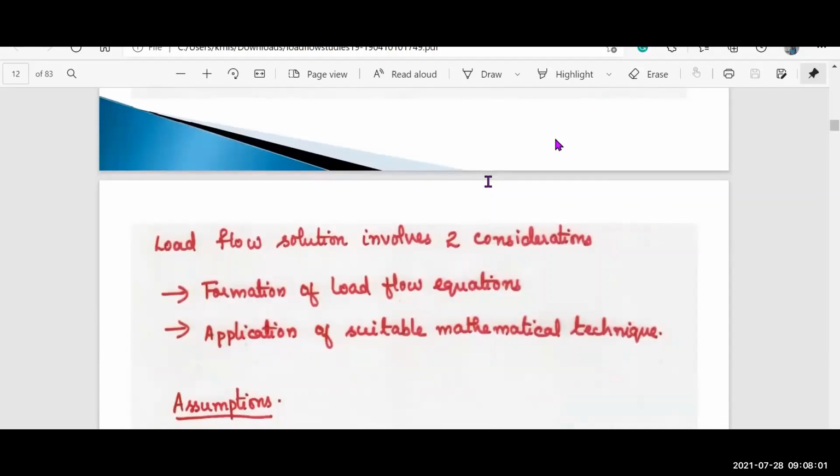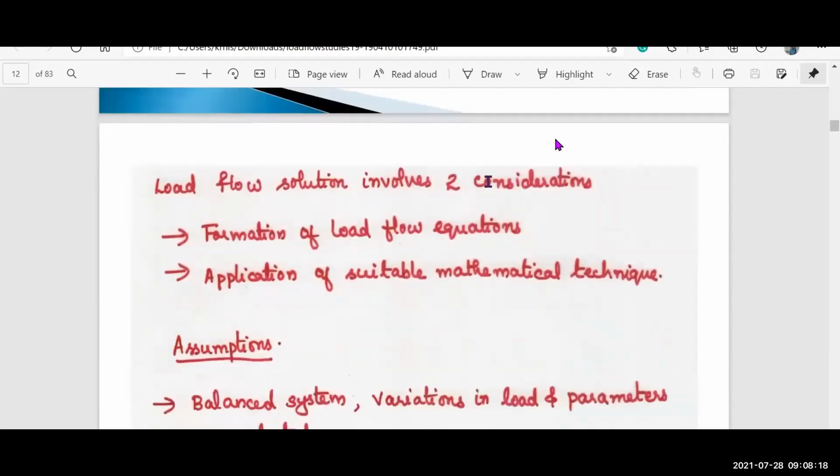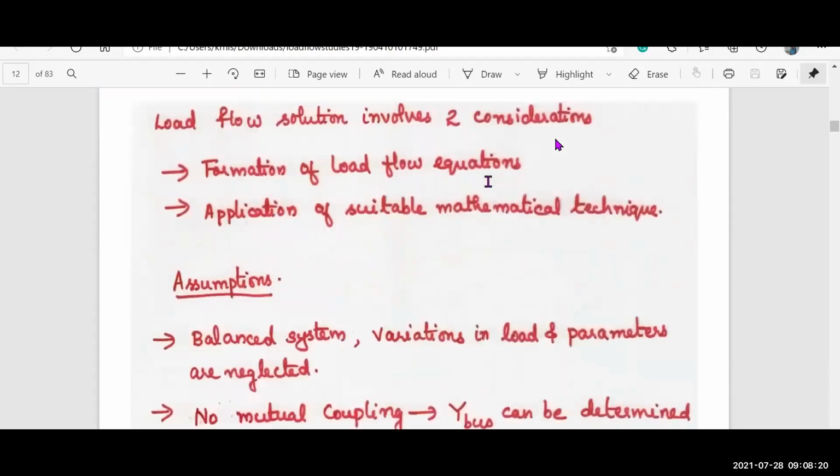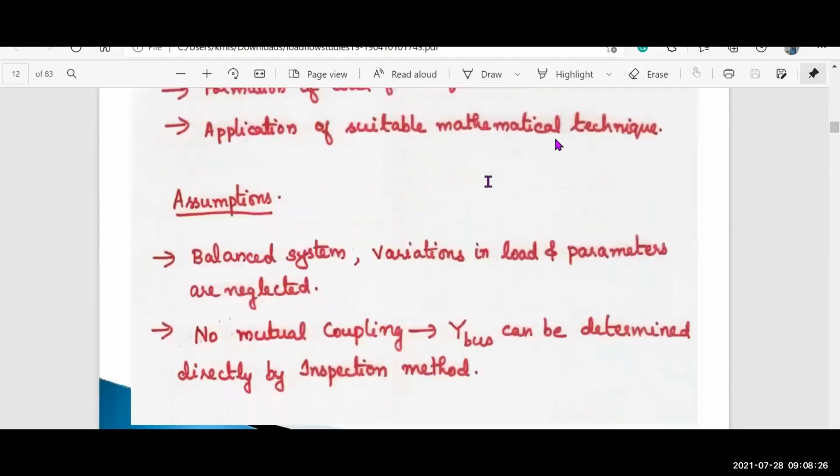So generally these are the two considerations: the formation of load flow equations, and the application of a suitable mathematical technique. Let's see what assumptions are to be made. First is a balanced system, where variations in load and parameters are neglected. This is the first thing.